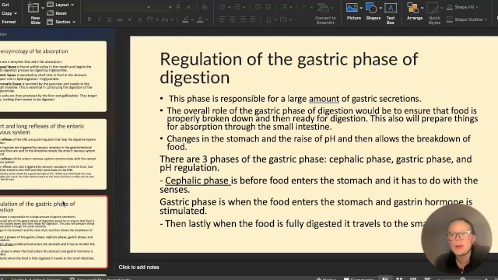And there are 3 parts within this phase that make this happen. To give you a little bit of background on those phases, there's the cephalic phase. This is before the food enters the stomach, and this is controlled by the senses. Like the example I just gave, this is the taste, the sight, the smell, all of that is going to trigger your brain.